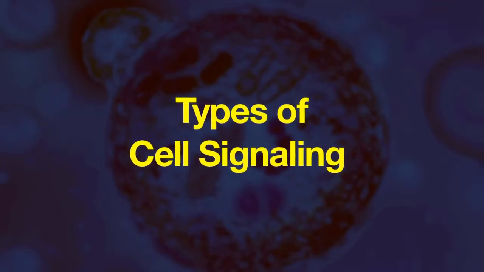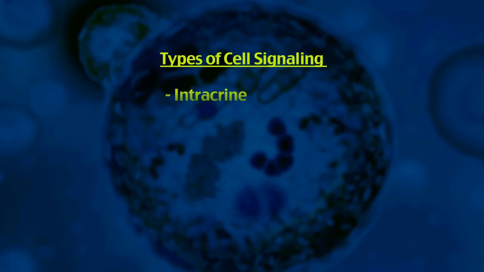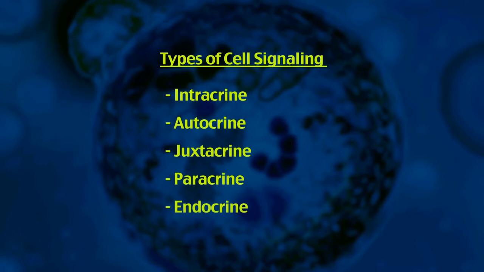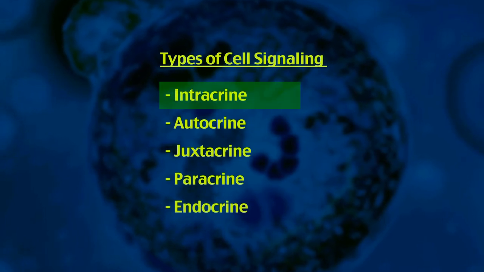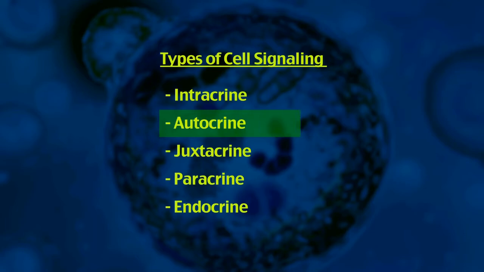Next, let us take up the types of cell signaling. The signaling within, between and among cells may be subdivided into 5 types, that is intracrine, autocrine, juxtacrine, paracrine and endocrine signaling. First, let us take up intracrine signaling. In this type of signaling, the signals are produced by the target cell and the signals act within the target cell. The second one is autocrine signaling.